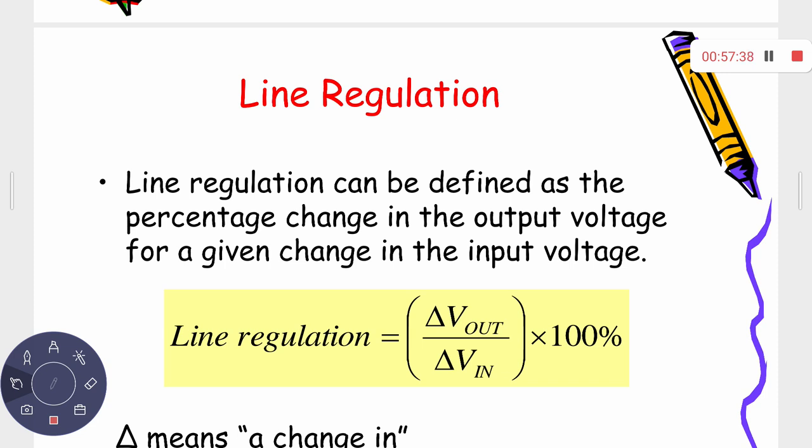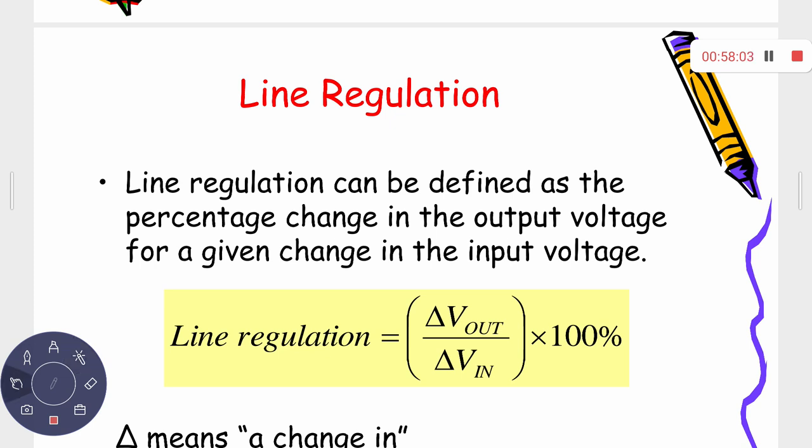Okay, so that is the notion of your line regulation, delta V out over delta V in. Delta V in might change by say 10 volt, but delta V out is small, say only 0.1 volt. That means ultimately it will give you a good regulation. Right?